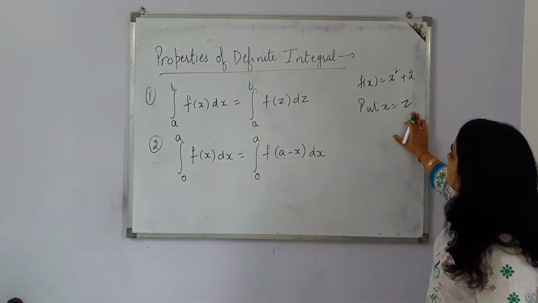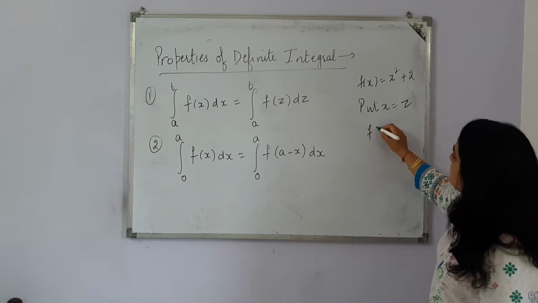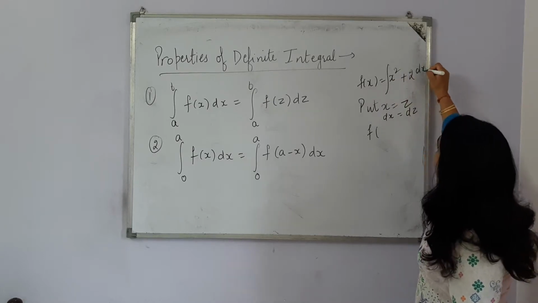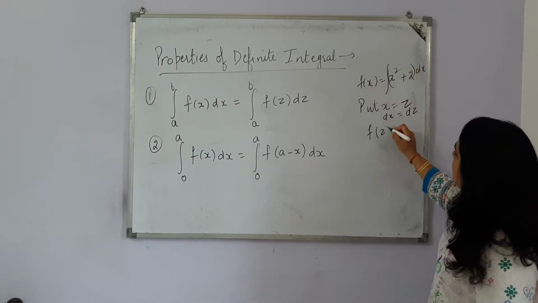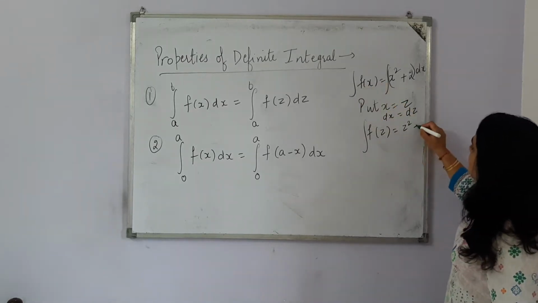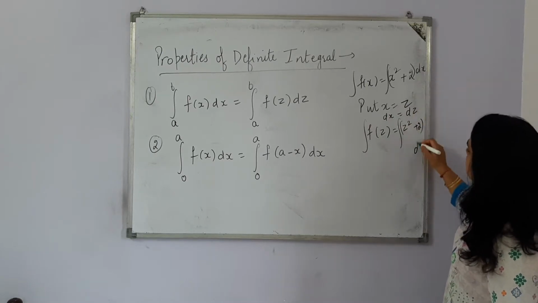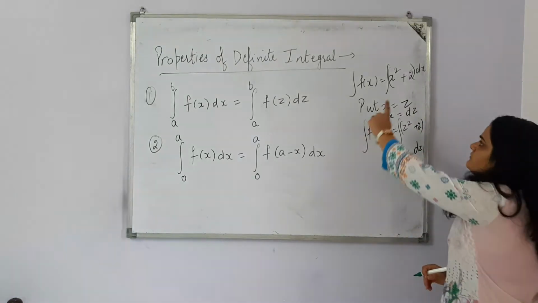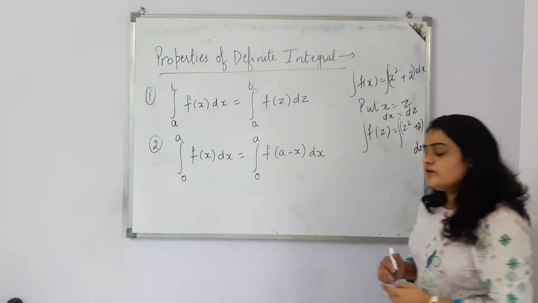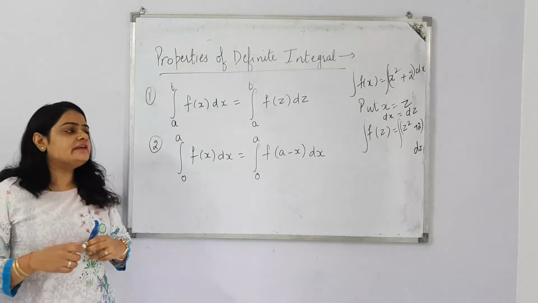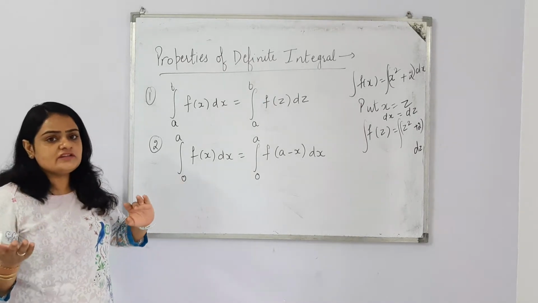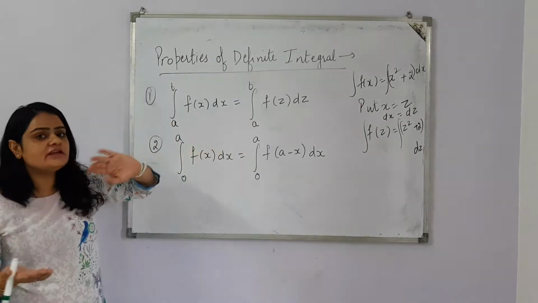You can take x equals z, then dx equals dz. Of course, if you want to find its integration, you are getting f of z. What is f of z? It is z square plus 2, and in place of dx we are getting dz. So there is no change in the function. Here's a function with x variable, here's a function with z variable. If we change the variable x into z, z into t, t into a, the answer will be the same.